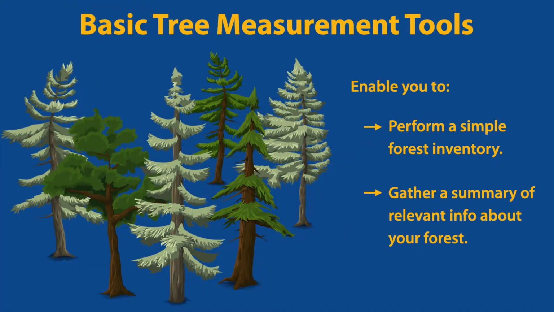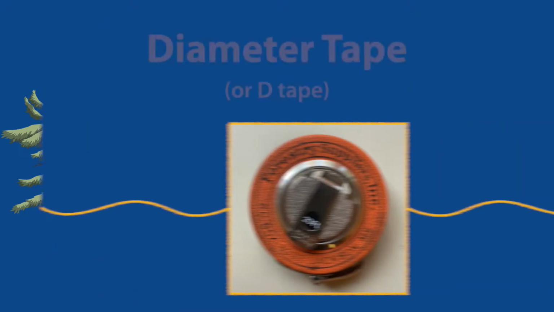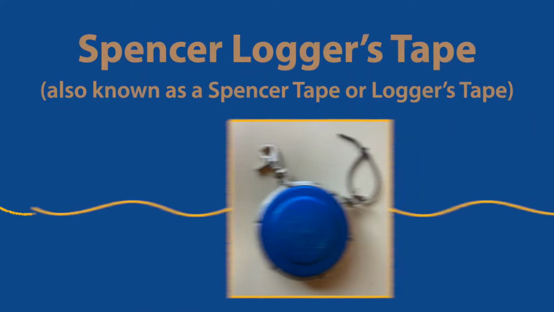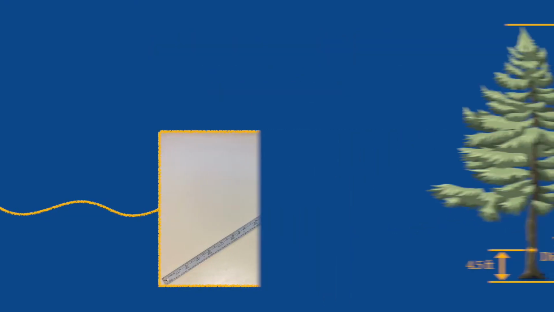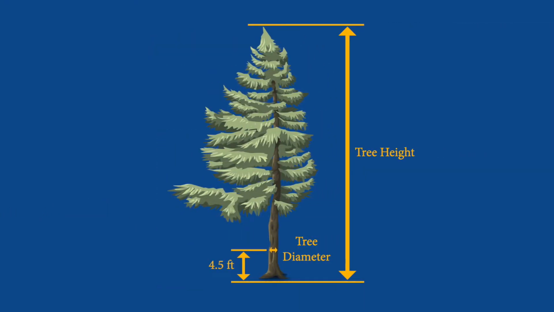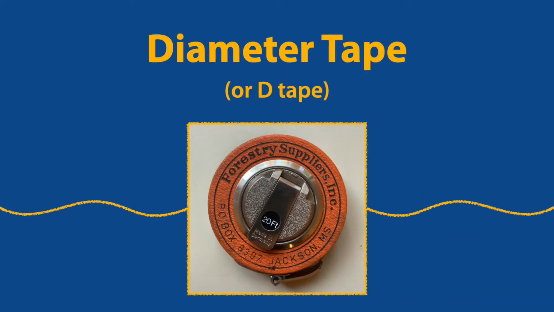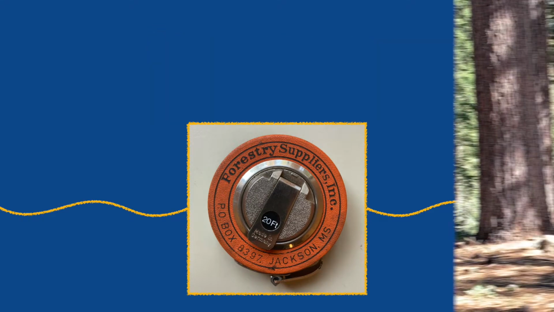This video will review basic tree measurement tools that allow you to get a quantitative snapshot of your forest. The tools you will learn how to use in this video are the diameter tape, Spencer Loggers tape, and Biltmore stick or tree stick. When inventorying the trees in your forest, it's important to measure their height and diameter. First, I'll demonstrate how to use a diameter tape to measure the diameter of a tree.